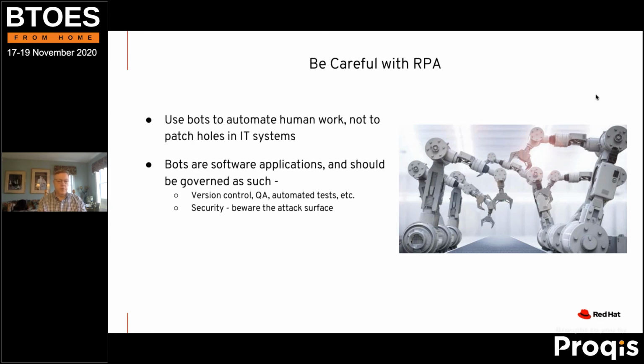So one way of limiting the spread of these robots is to think about them as useful primarily for automating human work. And remember that they're software, just like every other item of software. A robot is an application. It needs to be governed like an application. It's no different. We still need version control, automated testing, and so forth, and beware also of the security implications of robots with very high levels of access to your enterprise data, simply operating on that data unattended. There are security attack surfaces that are exposed there that you need to be very aware of.